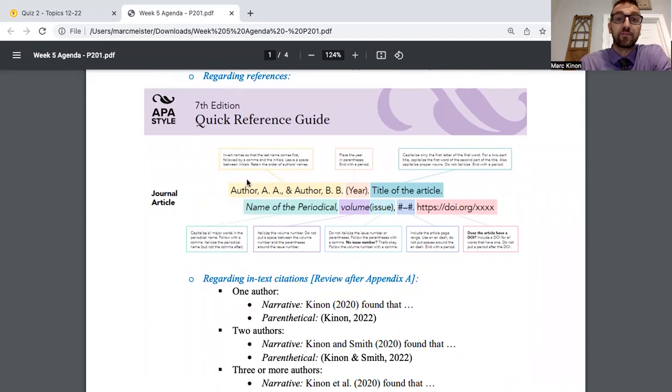Okay. You find the author's name. So this is going to be the author's last name, okay, comma, first initial. And if they have a middle initial, it goes there, comma, the and symbol, the ampersand, author's last name, comma, first initial, period. If they have a middle initial, there it goes, the year, the title of the article, the name of the periodical, the volume, issue, the page numbers, and then if it has a DOI number, which I think most do these days. When I was in undergrad and grad school, this technology did not exist yet.